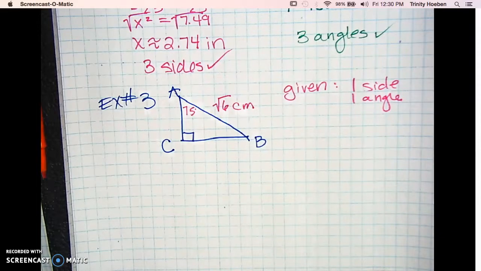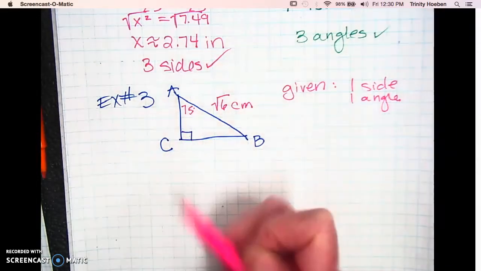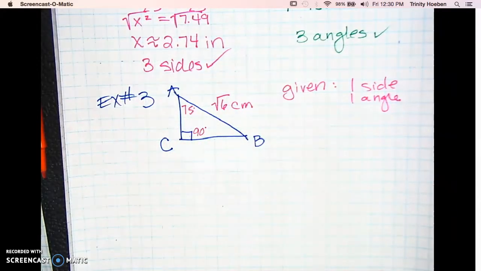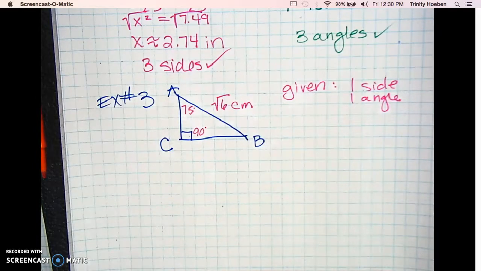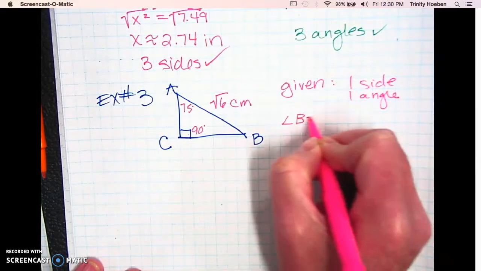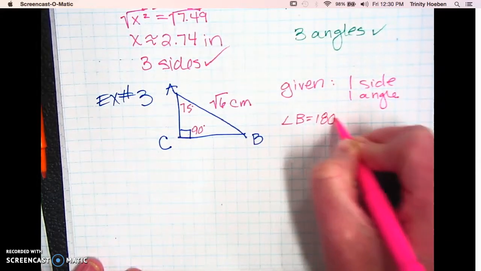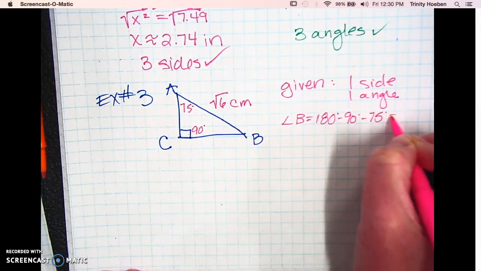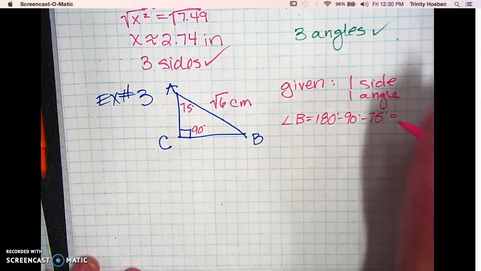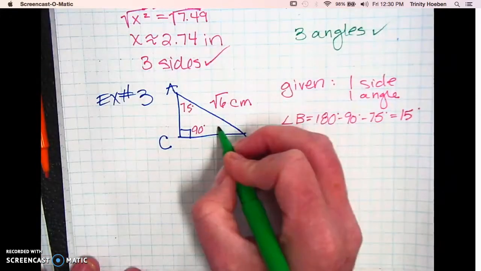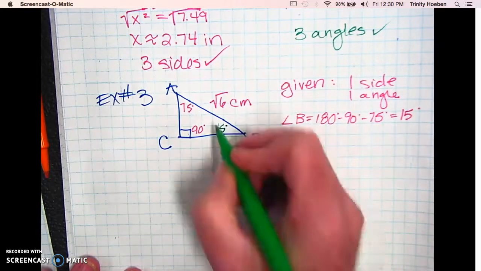Luckily, it's a right triangle, so we already know one other piece of information, that this angle right here is what? 90. So should we start with sides or angles? Let's start with angles, right? Because we can get that one pretty quick. So angle B, you're just going to start with 180, subtract the 90, subtract the 75. What does that leave us with? 15. So angle B in there is going to be 15 degrees.